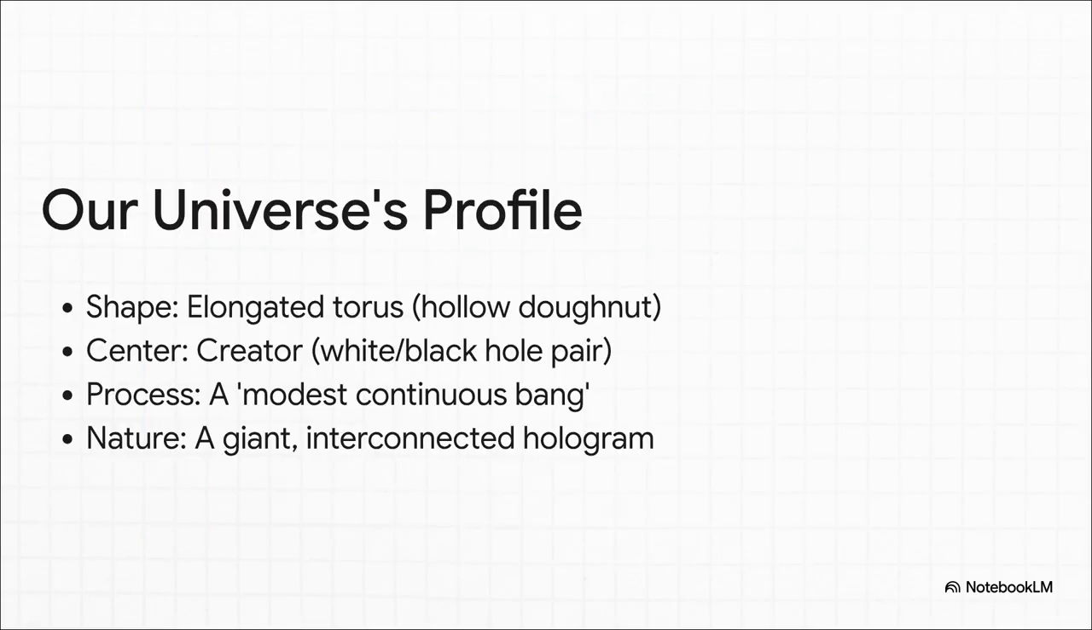So our universe itself, it's a conscious being? Bentov saw it as this giant torus, a donut shape. And right in the middle is the creator, this cosmic engine that acts like a white hole and a black hole all at once. He called it a modest continuous bang, constantly spitting out matter, which forms into galaxies, flows all the way around the donut, and then gets sucked right back in to be recycled.